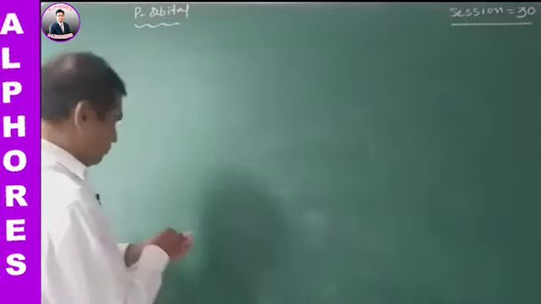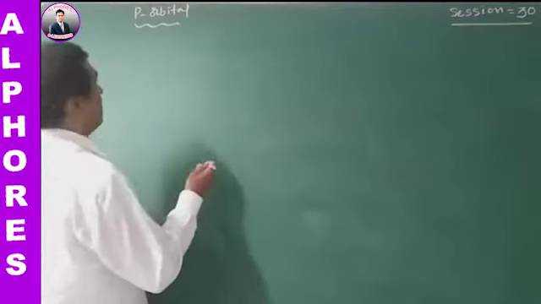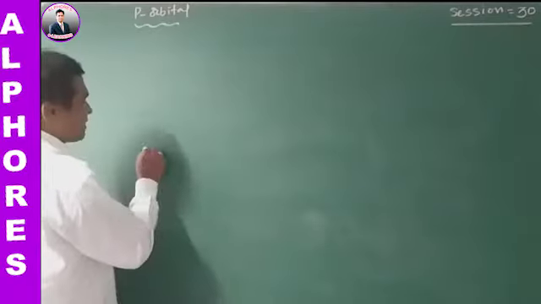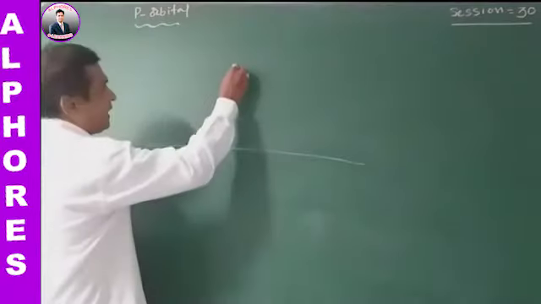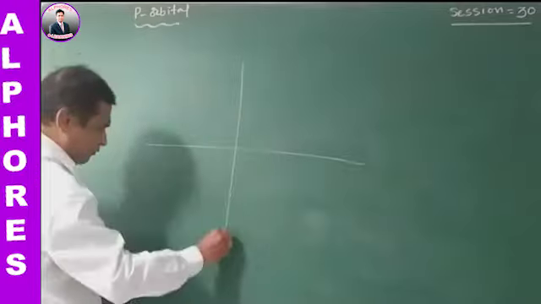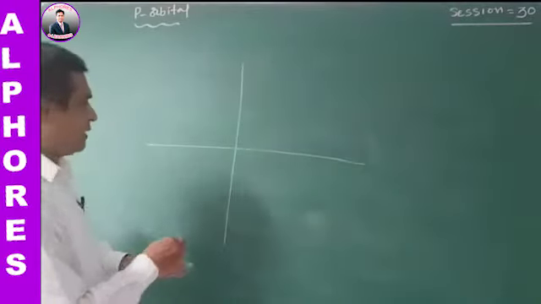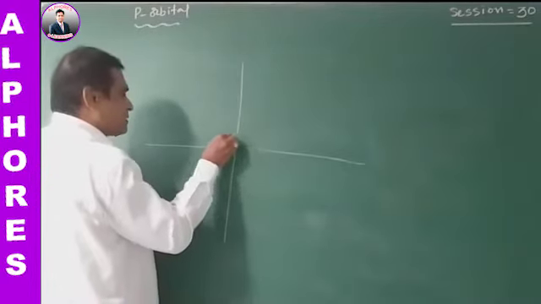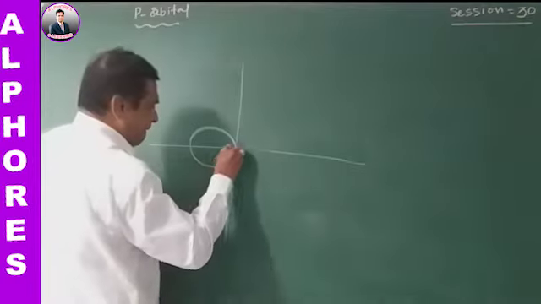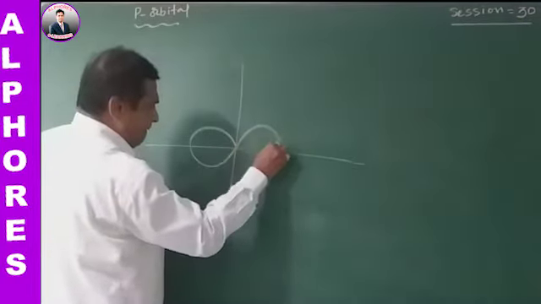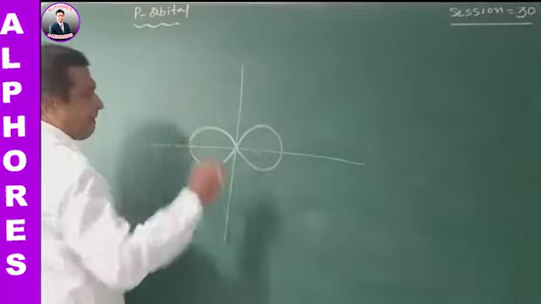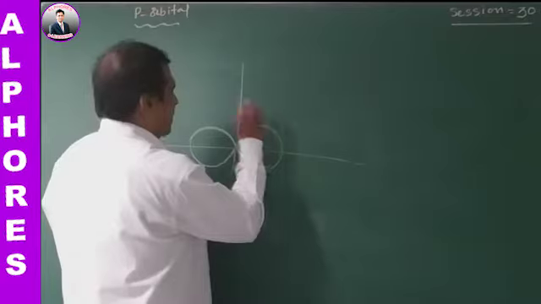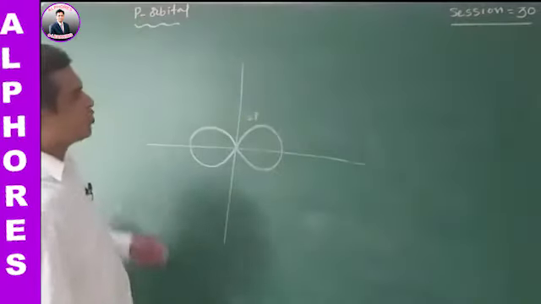Okay. Now, the radial probability distribution curve for the p orbitals. Let us understand. It is a dumbbell shaped p orbital. So let us draw the dumbbell like this. First dumbbell, say it is 2p orbital. It is 2p orbital, right? So this is 2p orbital.